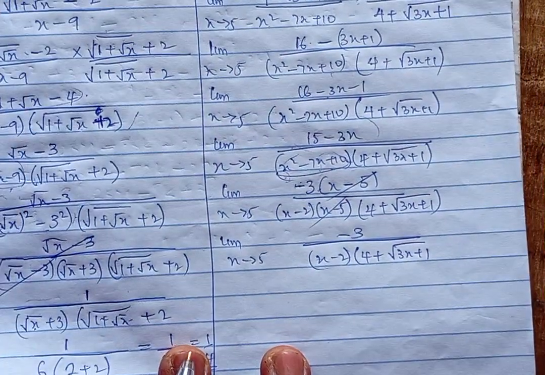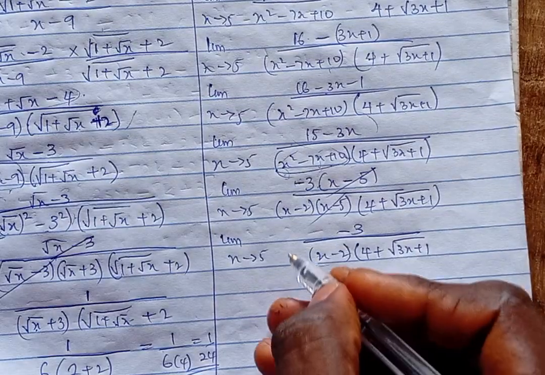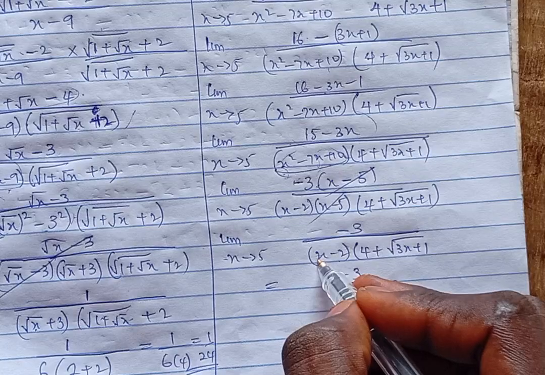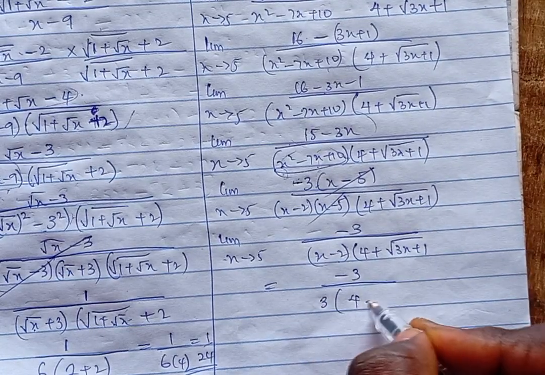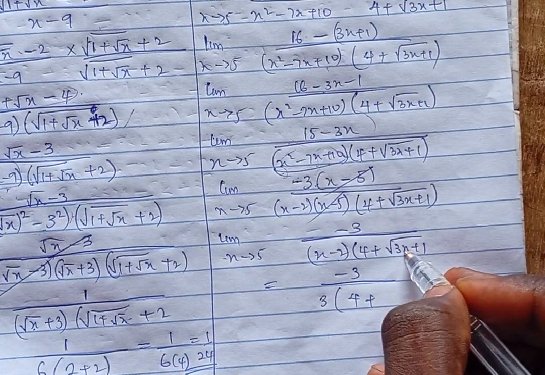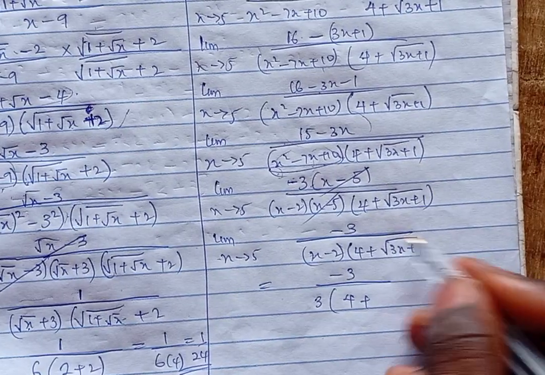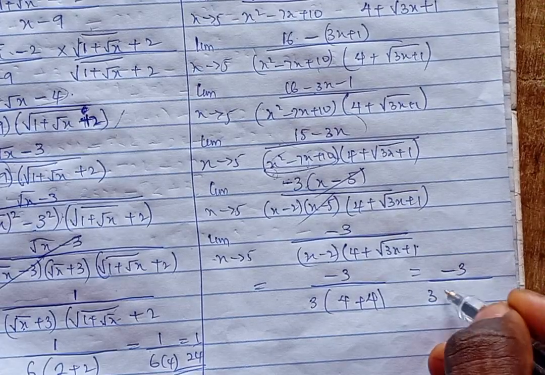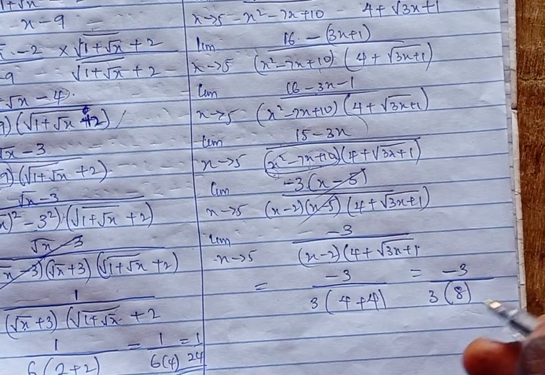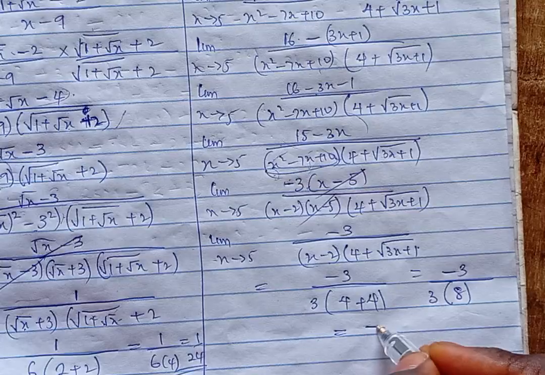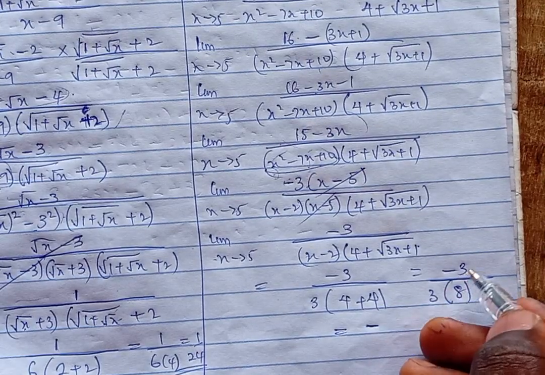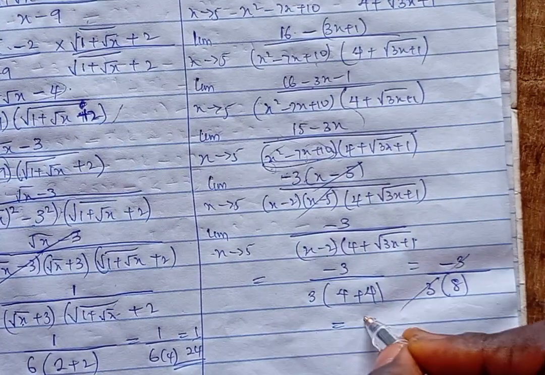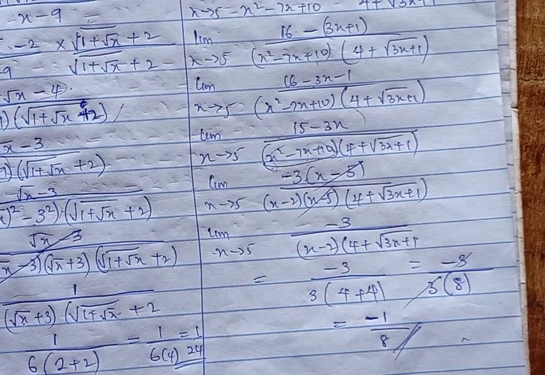Now you can do your direct substitution. You have minus 3 into, substitute 5 here, 5 minus 2, that's 3, into 4 plus, substitute 5 here, you have 15 plus 1, that's 16, square root of 16, that's 4. So that is equal to minus 3 into 3 times 8. This one can cancel this one, so we have minus 1 over 8, and that's the answer for this question.